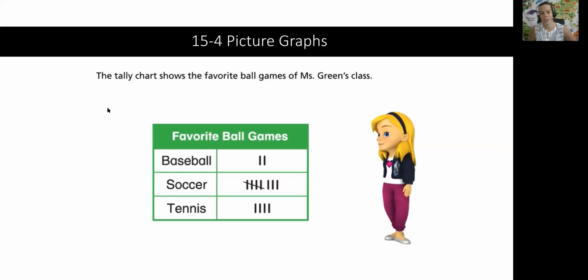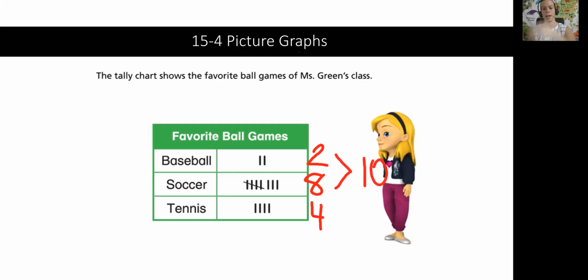So let's practice. So here's a tally chart. The tally chart shows the favorite ball games of Miss Green's class. So how many ball games were there in all? Well, I see there's 2 for baseball, 5, 6, 7, 8 for soccer, and 4 for tennis. So how many in all? How many votes were there? Well, 2 and 8 is 10. 10 and 4 is 14. So we have 14 votes.